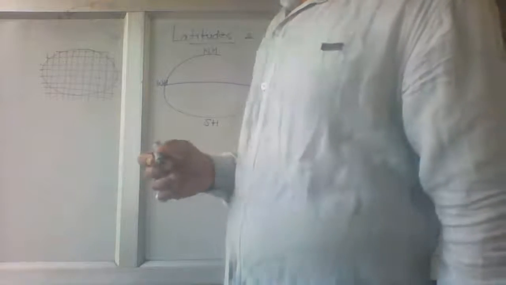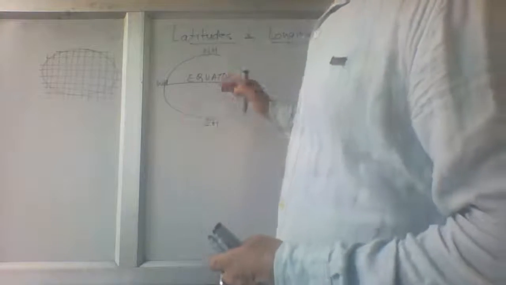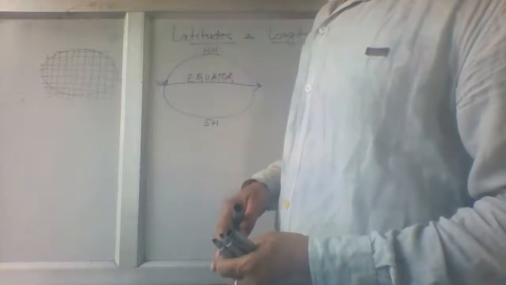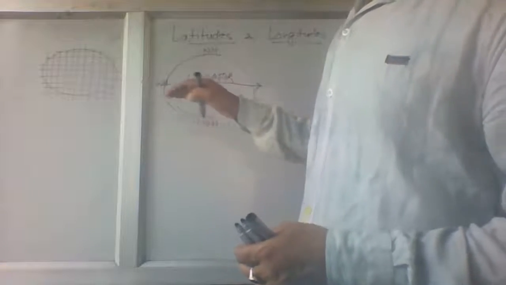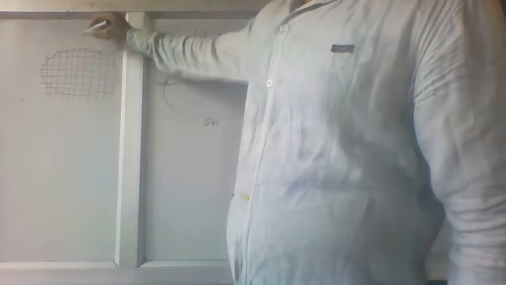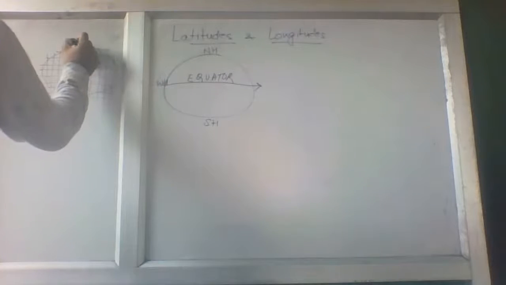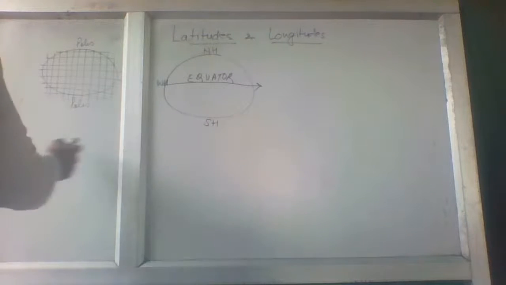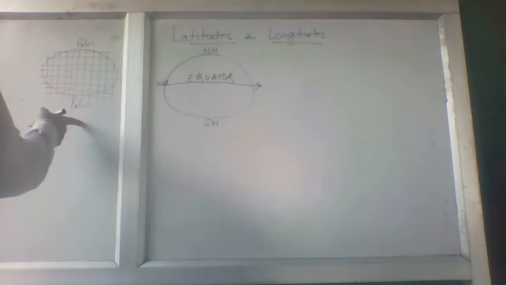This is called the equator. It divides the Earth into equal halves. Therefore, it is known as the equator. It equates the Earth into equal parts. So Earth's spherical shape is best represented by a globe. The Earth is flattened at the poles. These flattened ends are called the poles, North Pole and South Pole, Northern Hemisphere, Southern Hemisphere, and the equator.